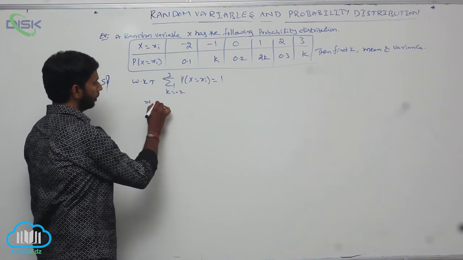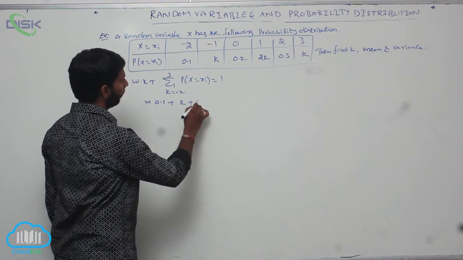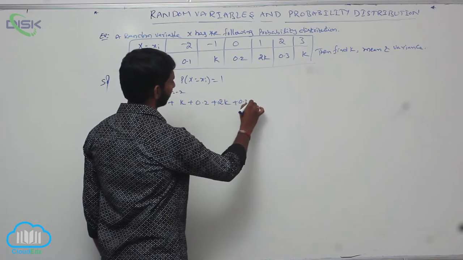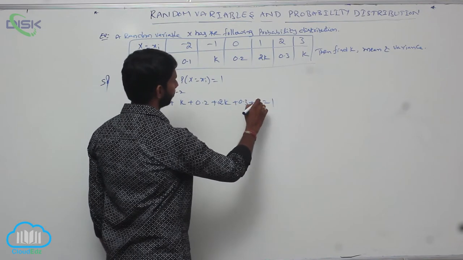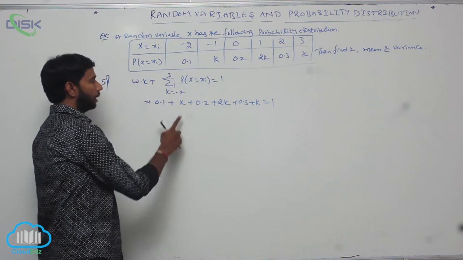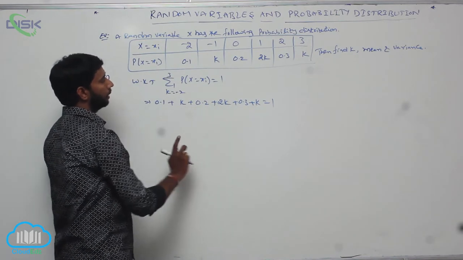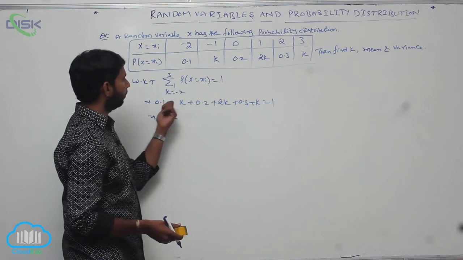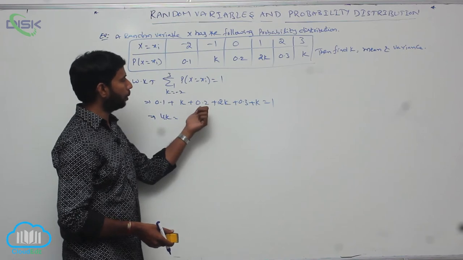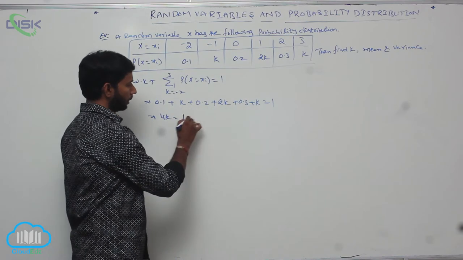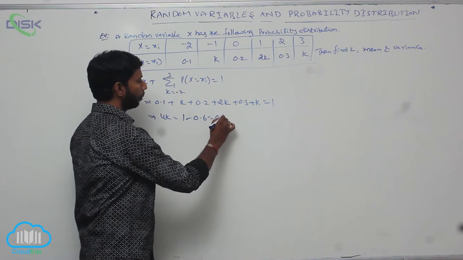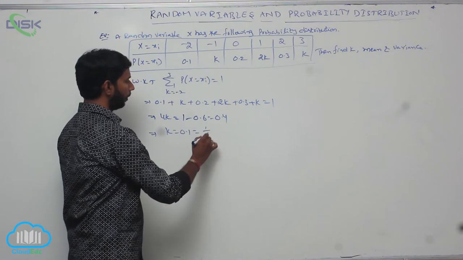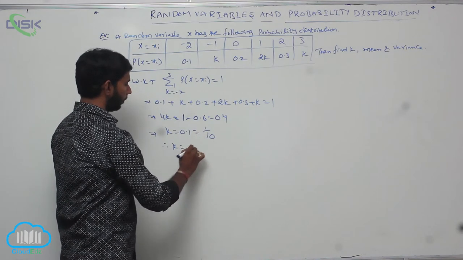That is 0.1 plus k plus 0.2 plus 2k plus 0.3 plus k is equal to 1. That is, here k plus 2k plus k is 4k. So 4k is equal to 1 minus (0.1 plus 0.2 plus 0.3), which is 1 minus 0.6, that is equal to 0.4. Therefore, k is equal to 0.1, that is equal to 1 by 10. k is equal to 1 by 10.